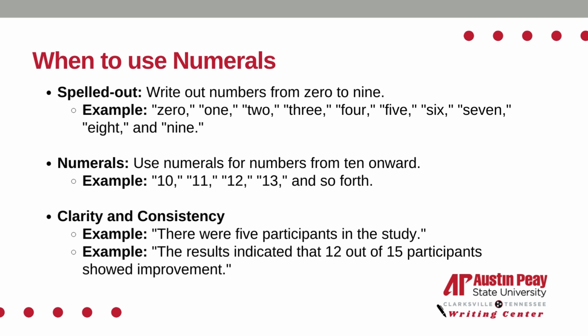Write out numbers from 0 to 9, for example, 0, 1, and 2. Use numerals for numbers 10 onward, for example, 10, 11, 12. Following this guideline ensures consistency and clarity in your writing. For example, the results indicated that 12 out of 15 participants showed improvement.